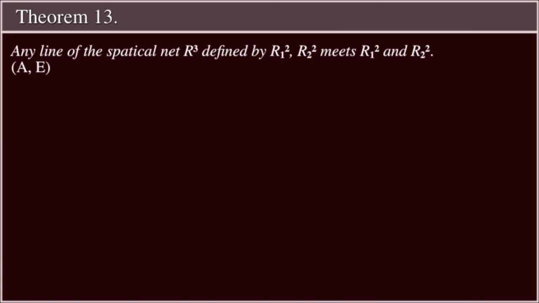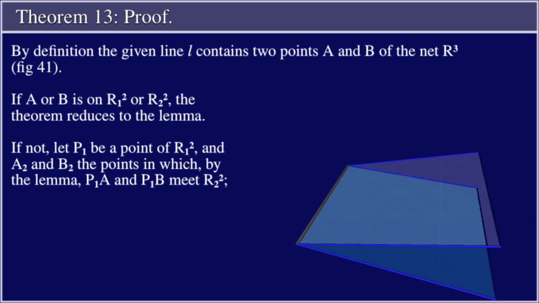Theorem 13. Any line of the spatial net R³ defined by R1², R2² meets R1² and R2². Assumptions A and E. Proof: by definition, the given line L contains two points A and B of the net R³. Figure 41. If A or B is on R1² or R2², the theorem reduces to the lemma. If not, let P1 be a point of R1² and A2 and B2 the points in which, by the lemma, P1A and P1B meet R2².